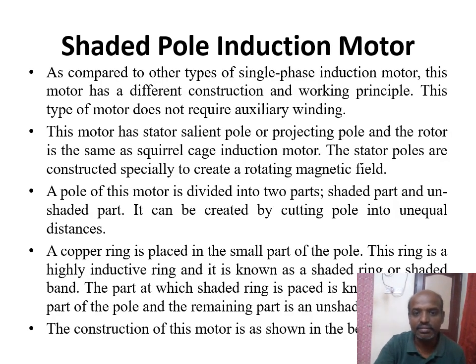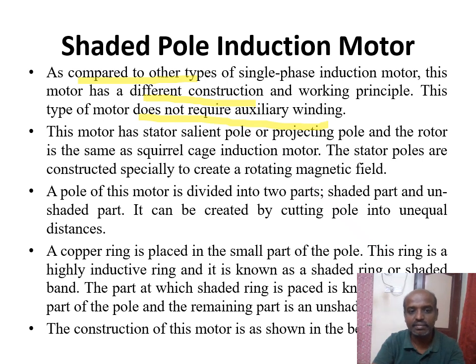Next one is a shaded pole induction motor. As compared to the other types, it has a completely different construction in this type of induction motor. What is the different construction? Here we don't require any auxiliary winding.